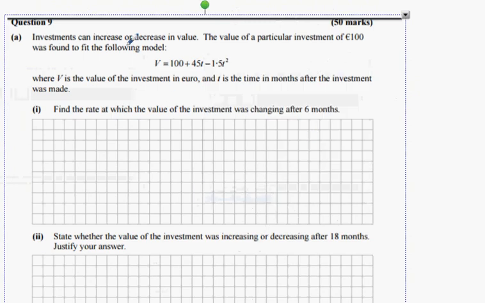Alright guys, this question here. Investments can increase or decrease in value. The value of a particular investment of €100 was found in the following model, where t is time in months after the investment was made. Find the rate at which the value of the investment was changing after 6 months. State whether the value of the investment was increasing or decreasing after 18 months. Now, without knowing an absolute thing, how do I get marks on the board? Without doing anything fancy whatsoever.